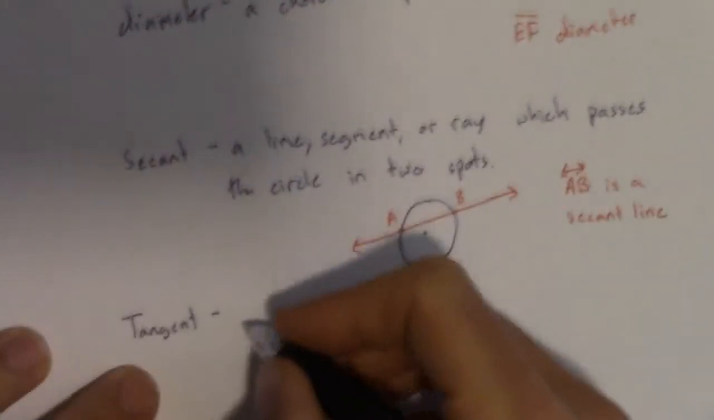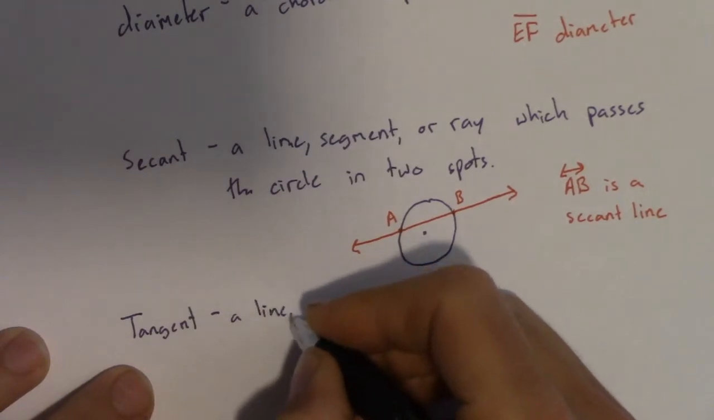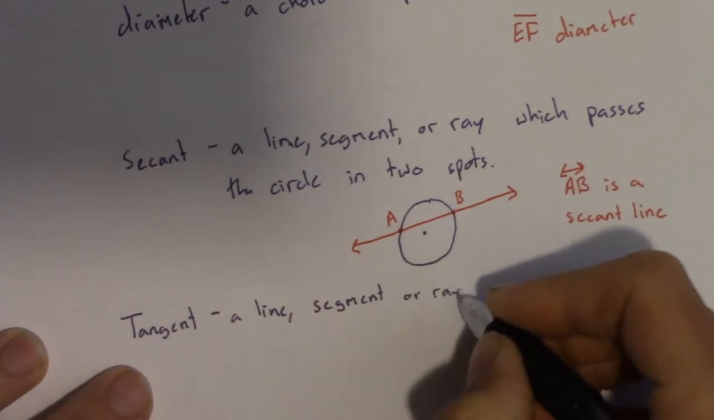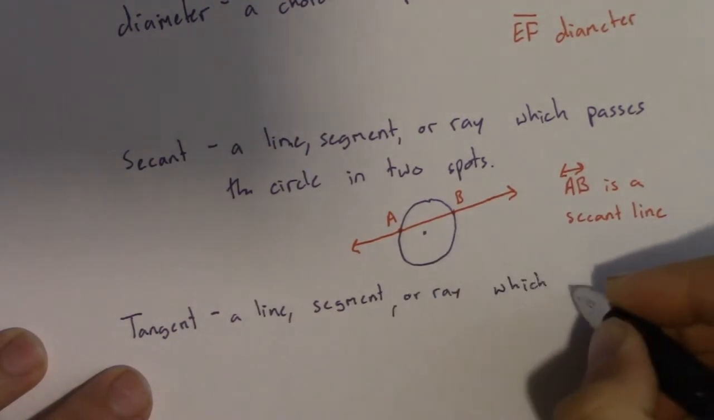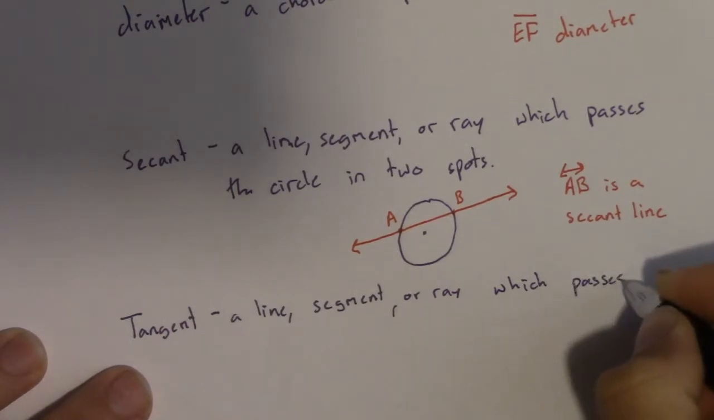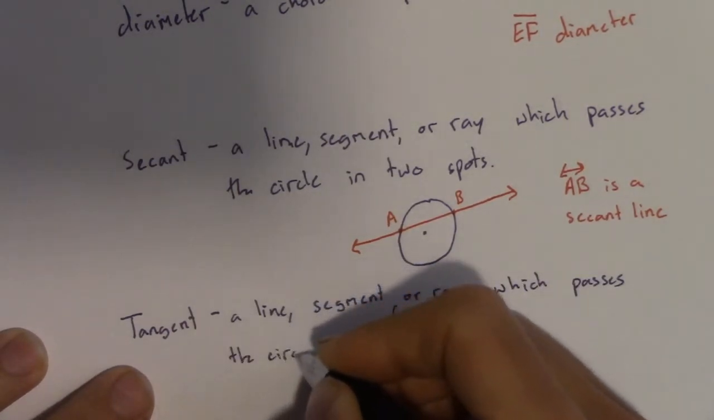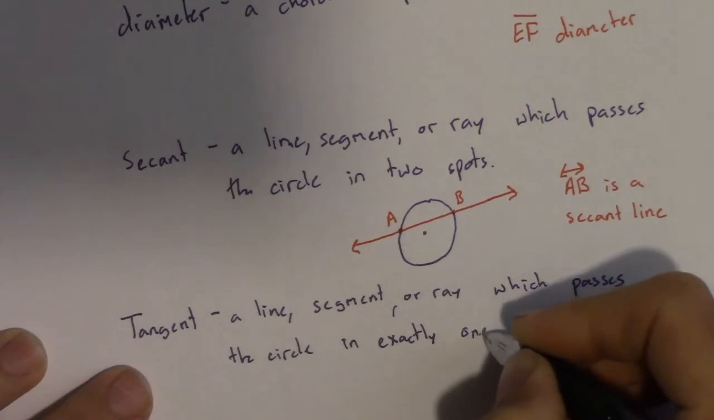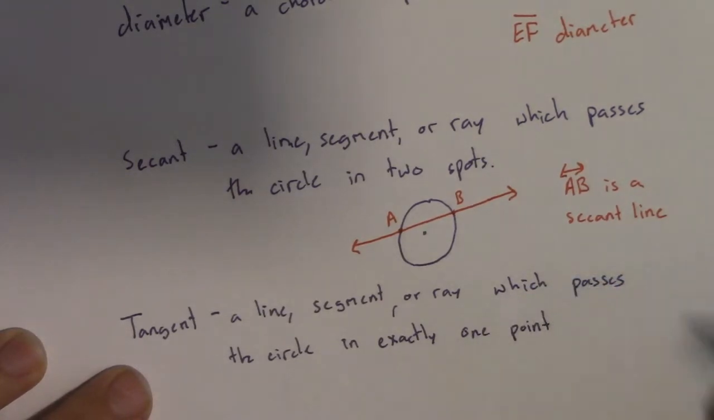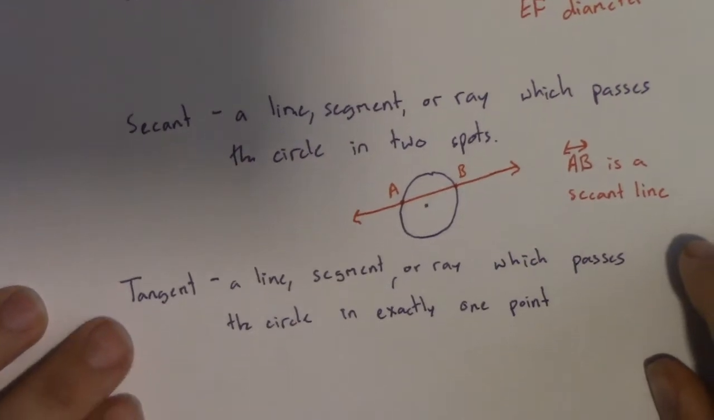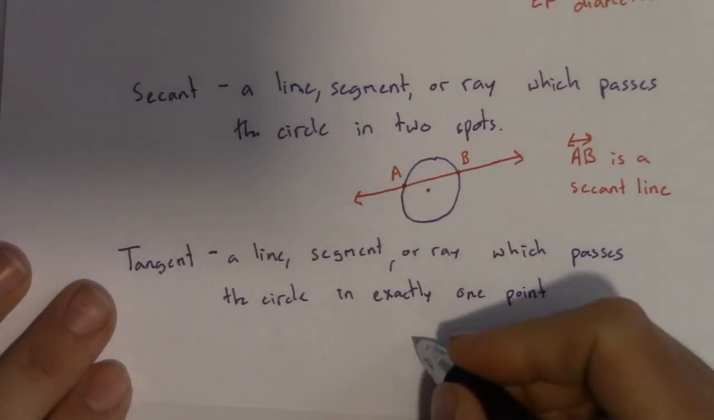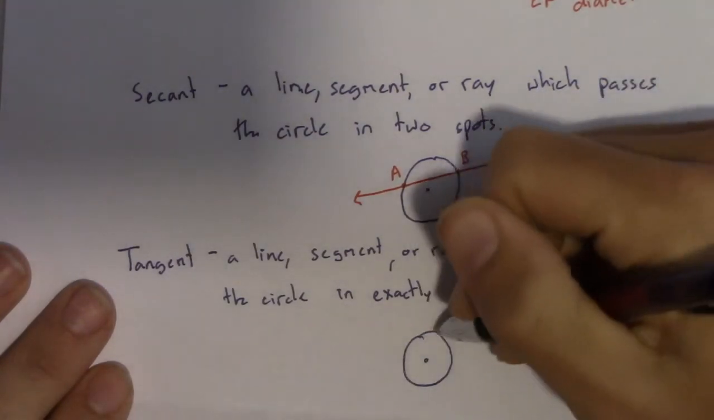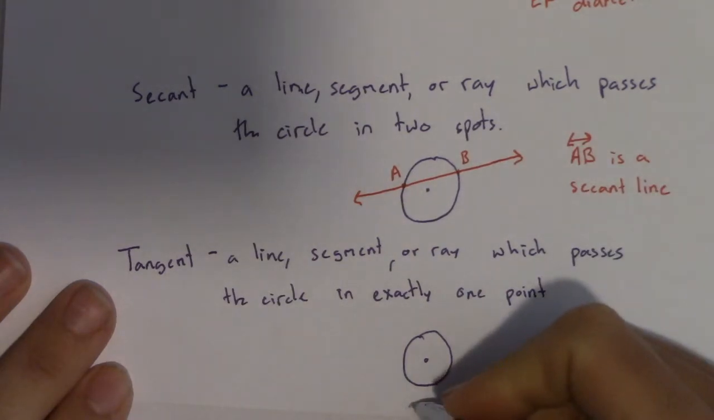But this tangent is also a line segment. Usually it's a line, but technically maybe these line segment or ray, which passes the circle in exactly one point. Doesn't cross twice, crosses once. So if I draw my circle right here, I've got that. A tangent would do something like this.